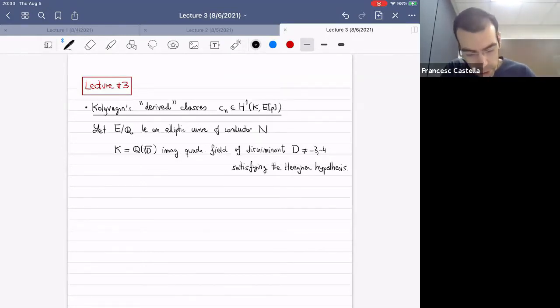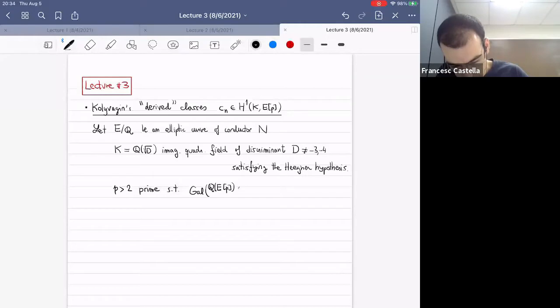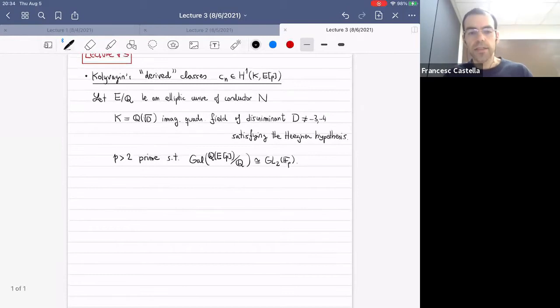And last time we introduced the notion of a good prime, but for what we're going to say today, all we're going to need is that P is odd and that the Galois image is large. Okay, so P is an odd prime such that this Galois group is GL2(F_p). Okay. So now the first definition today is that of what we call a Kolyvagin prime. Okay, so definition.